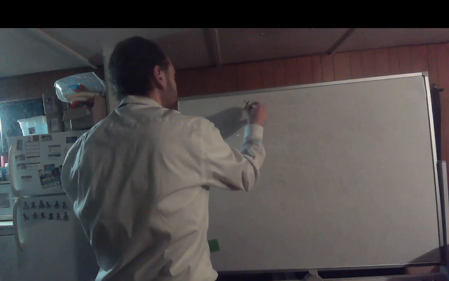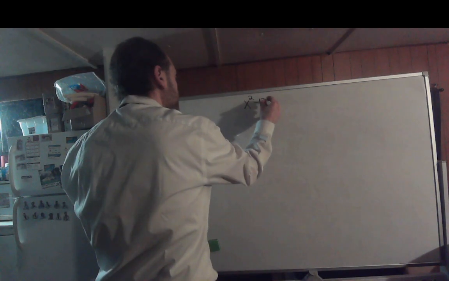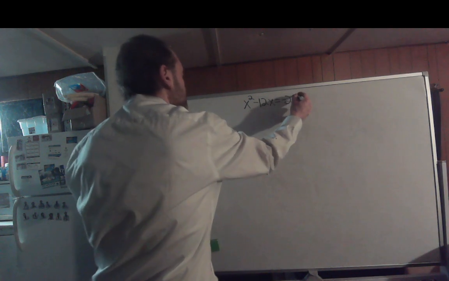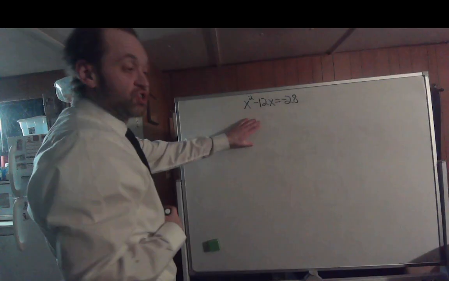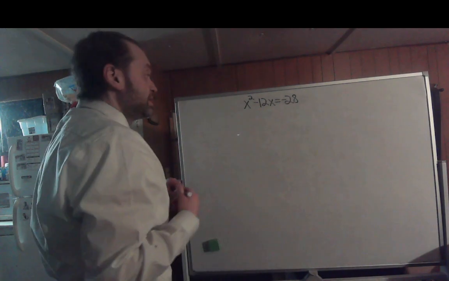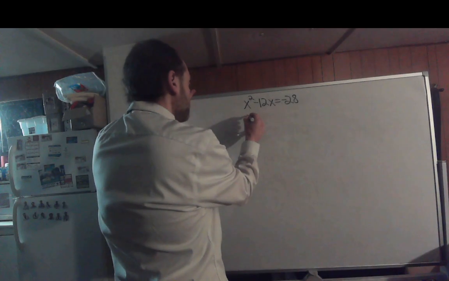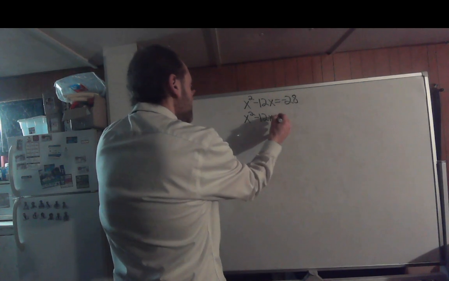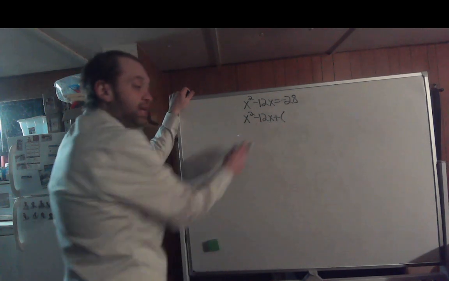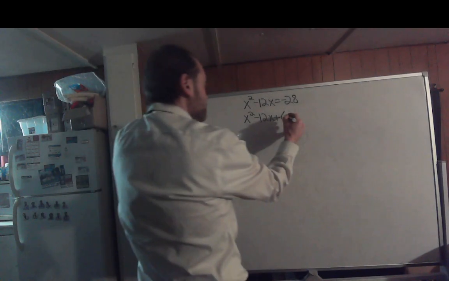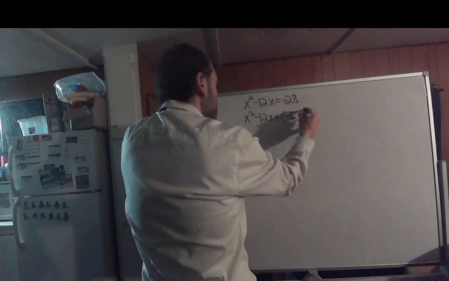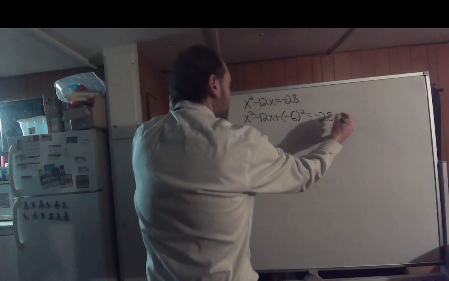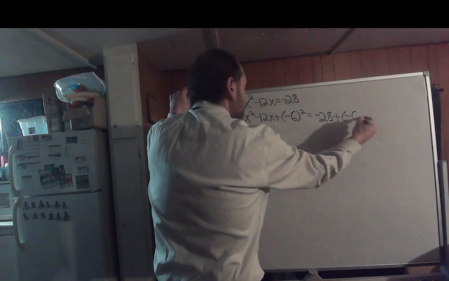All right, so let's see. We have x squared minus 12x equals negative 28. So to complete the square, we'll take, of course, x squared minus 12x plus, now what's half of negative 12? That's negative 6. So plus that negative 6 raised to the second power, and on the right-hand side, negative 28 plus that negative 6 to the second power.